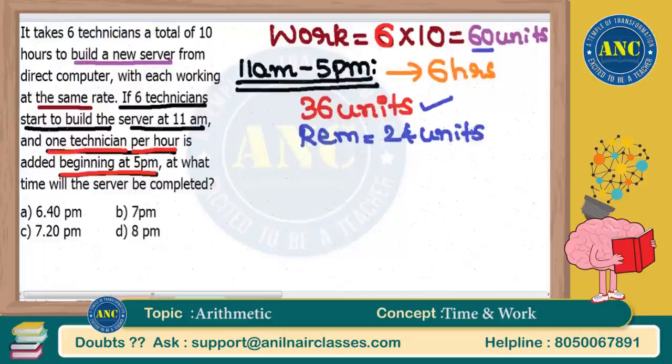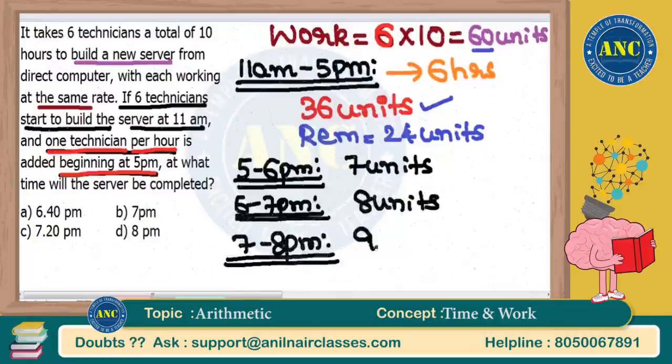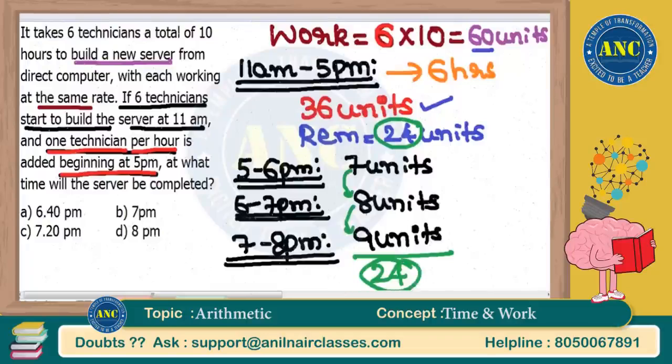Now, after 5 o'clock, every hour 1 new technician is added. That means from 5 o'clock to 6 o'clock, 7 people will be working, so 7 units will be completed. 6 to 7 o'clock, 8 people will be working, 8 units completed. 7 to 8 o'clock, 9 people will be working, 9 units completed. Totally 24 were remaining: 7 plus 8 is 15, 15 plus 9 is 24. 24 are distributed. The work will get over at 8 o'clock.